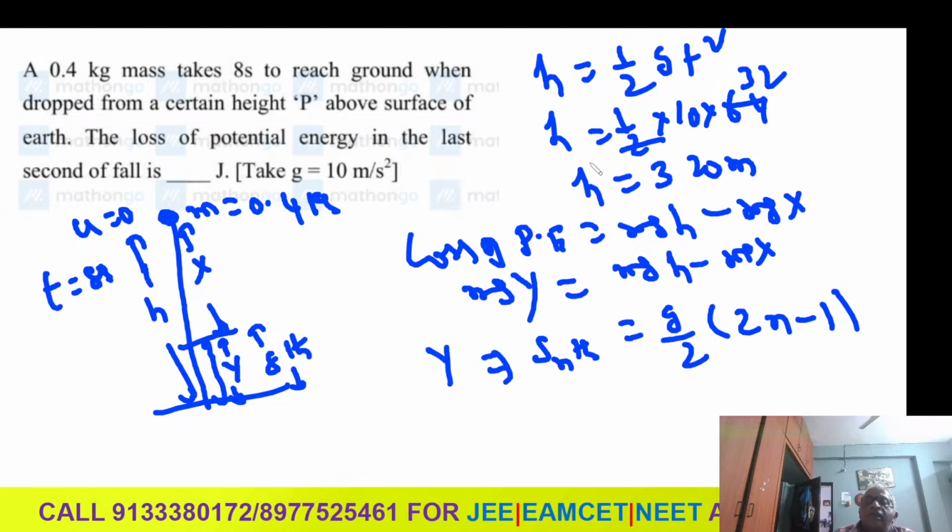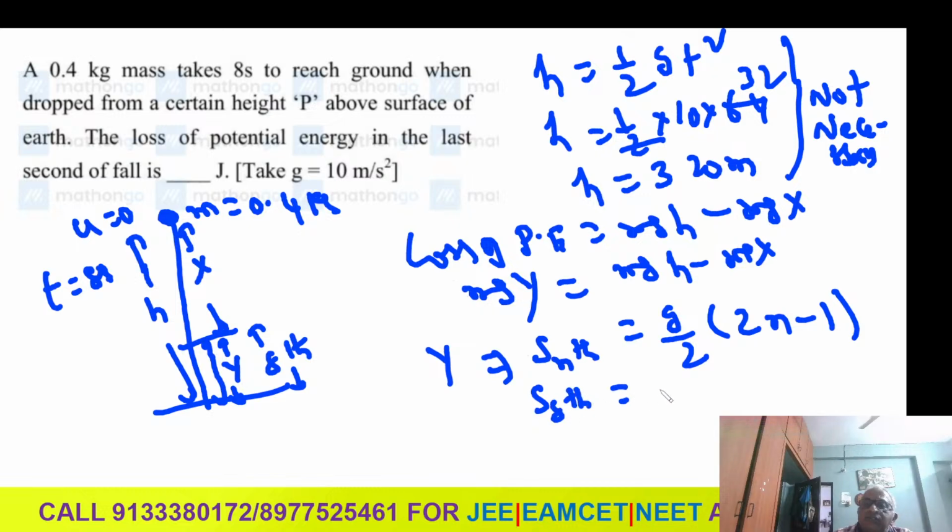I think, students, you are seeing this. This is also not necessary actually. Not necessary for us for the time being. The loss of potential energy is what I'm finding. mgh minus mgx is nothing but mgy. Y is nothing but S nth, g by 2 into (2n minus 1).